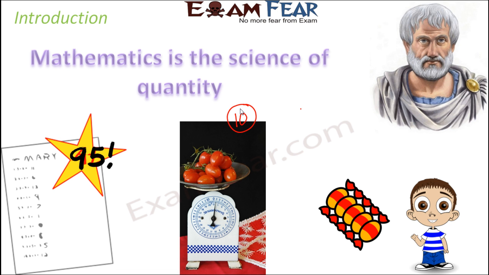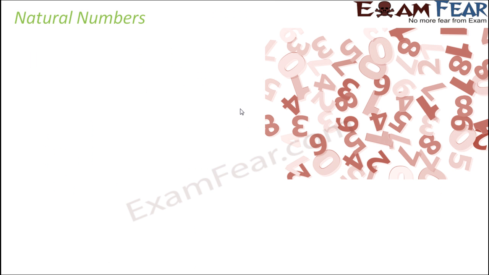Now there are many different types of numbers that exist in mathematics. So to start with, we will first talk about the most common numbers. Yes, they are natural numbers. So what are natural numbers? Okay, forget about natural numbers.